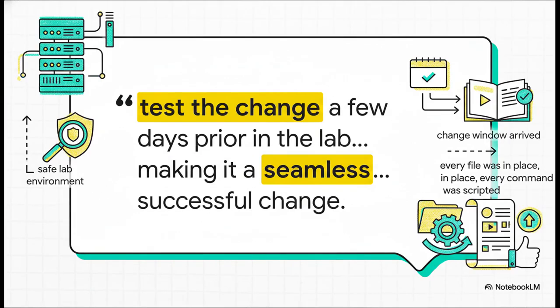Now, let's compare that with the right way. This second engineer planned ahead. They tested the update in a safe lab environment days before it was time to go live. So when the change window arrived, every file was in place, every command was scripted. It was a smooth, professional, and successful operation. See the difference? That's the power of a good process.